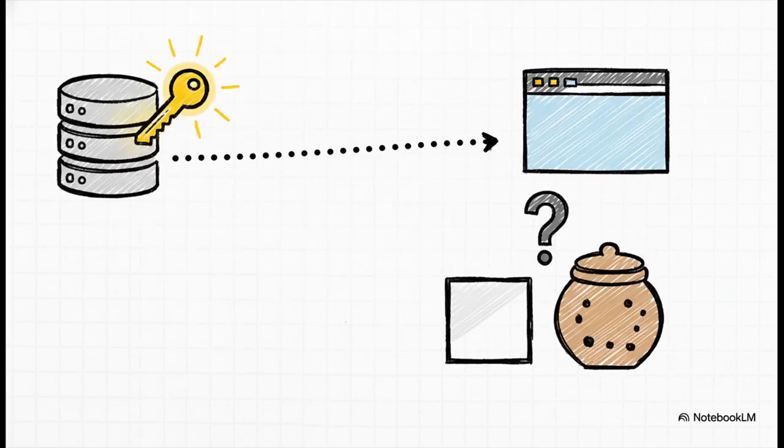So here's the secret. The moment you log in, the website server hands your browser this special, let's call it a digital key. It's called an authentication token, and it's basically your passport for that session. But here's the thing. Now your browser has a really important decision to make. Where on earth does it keep this key safe?